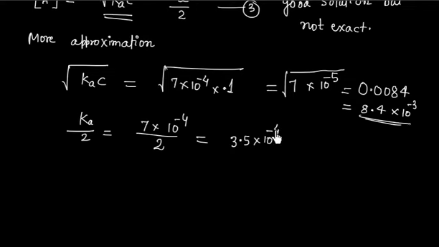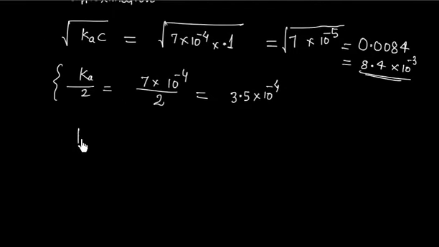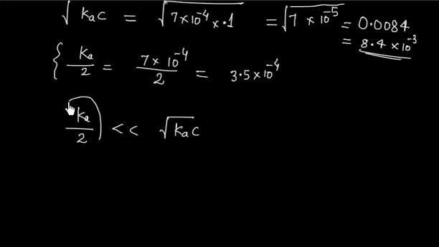So we can do some more approximation. What is the approximation? That is, this value Ka by 2 is smaller than under root Ka into C. So I can say Ka by 2 is smaller than under root Ka into C. Are you getting or not? Basically this is not much smaller, but of course this is just smaller. So what we can do is ignore Ka by 2 with respect to under root KaC.